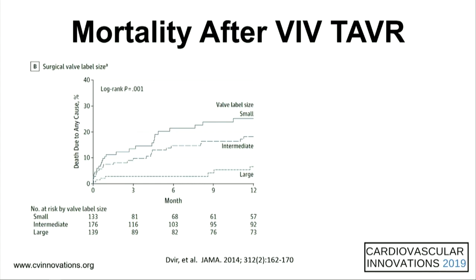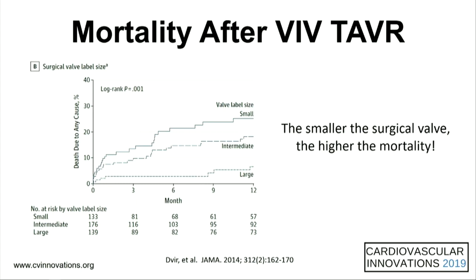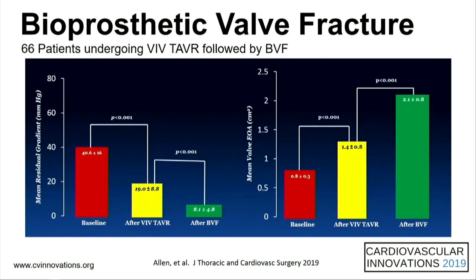So a lot of you, I think, have heard some BVF talks, but the bottom line is that patients with smaller bioprosthetic valves who are undergoing valve-in-valve TAVR have higher mortality, and we think that this is related to patient-prosthesis mismatch. And if you've seen some of the data, there's no question that if the goal is to optimize the hemodynamic results of valve-in-valve TAVR, then BVF does a good job of doing that.